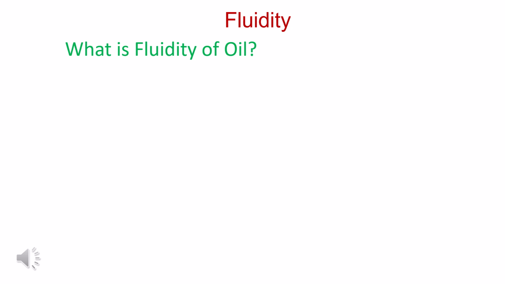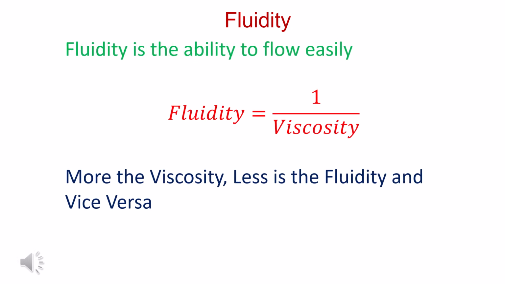What is the meaning of fluidity of oil? Fluidity is the ability to flow easily. Fluidity is equal to 1 by viscosity. More the viscosity, less is the fluidity and vice versa.